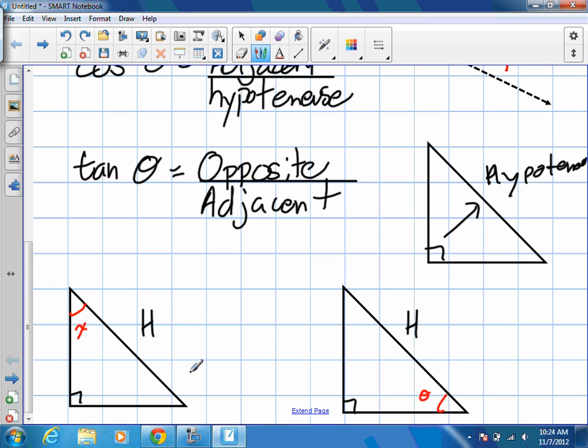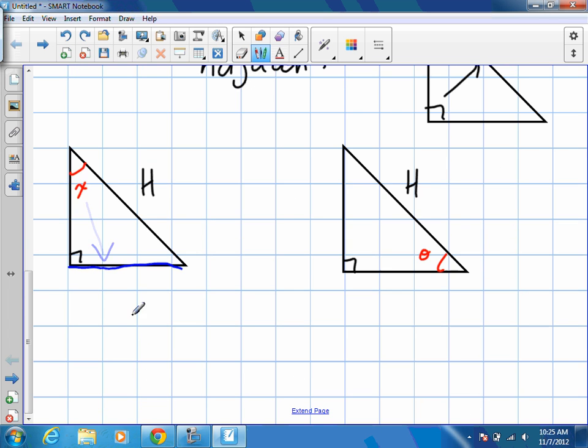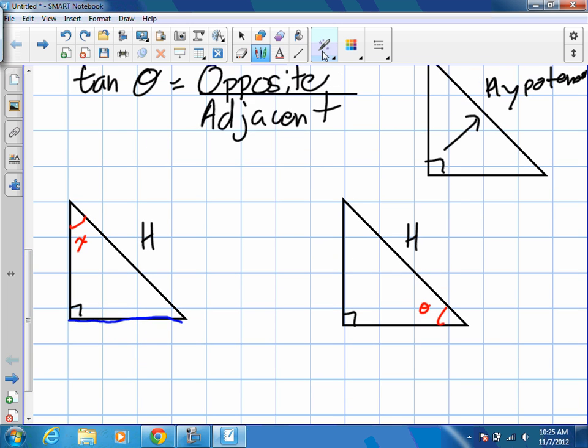Okay? So again, these are both the exact same triangle, let's say. If we're talking about angle x, what would be considered the opposite side of it? Anyone know? Which of these legs? The bottom one. The bottom is considered opposite of this angle. It doesn't touch that angle in any way, therefore it's the opposite of that angle. So in this case, we would call that the opposite side.